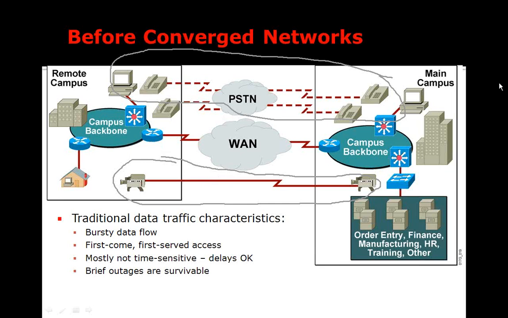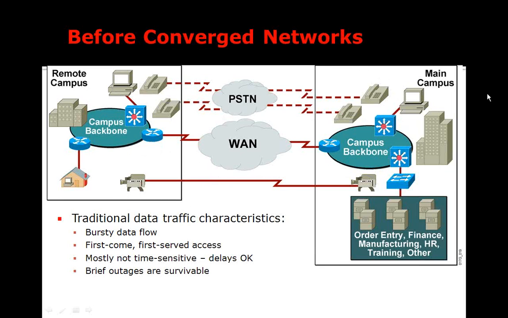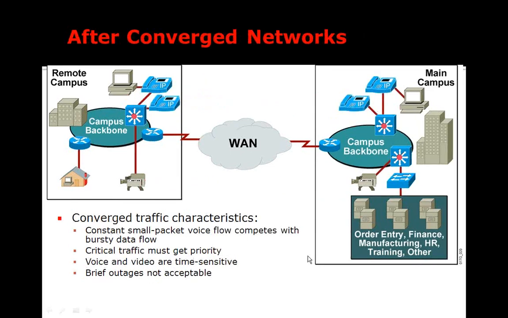Now with the converged network, let me get to the next slide here. On a converged network, we have everything flowing on the same network. So our phones connect to our switches, our video connects to our switches, and we have one network. So this WAN now has to carry all this traffic.